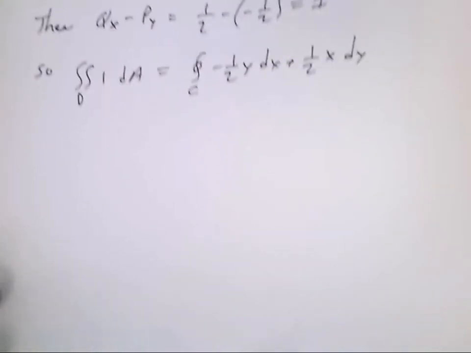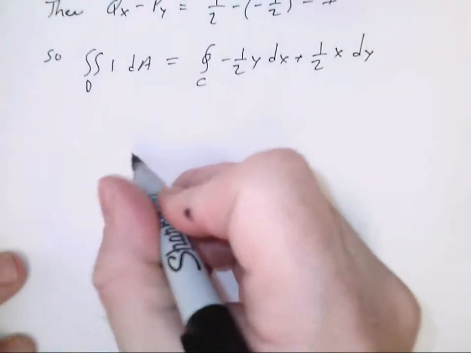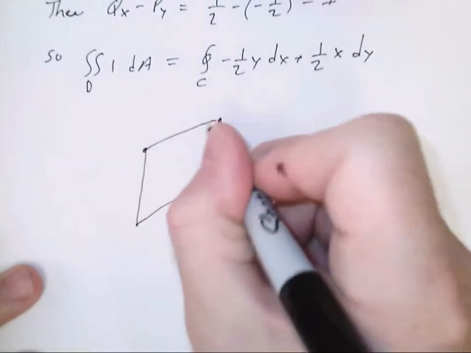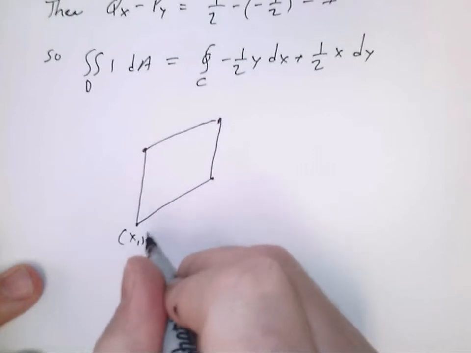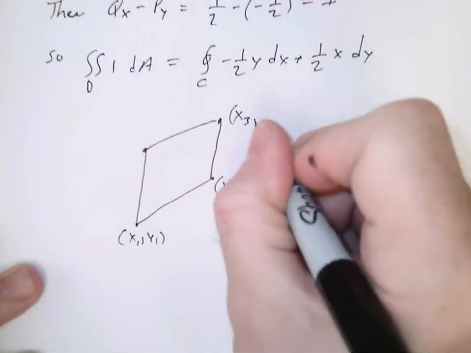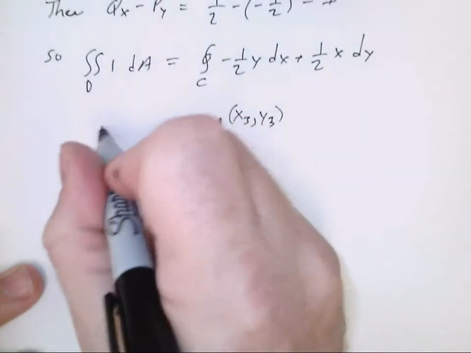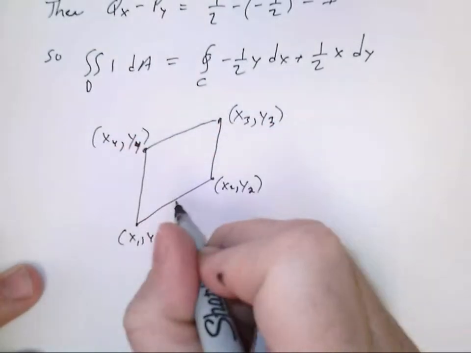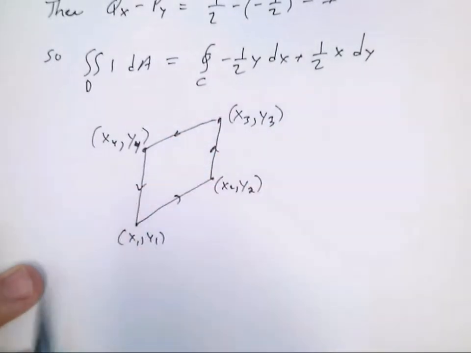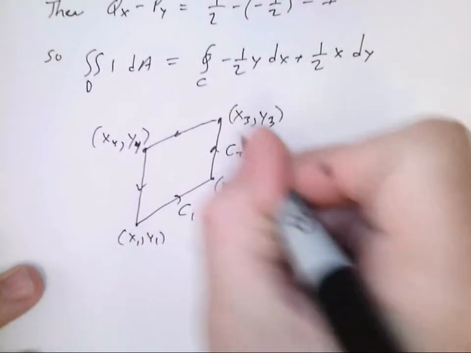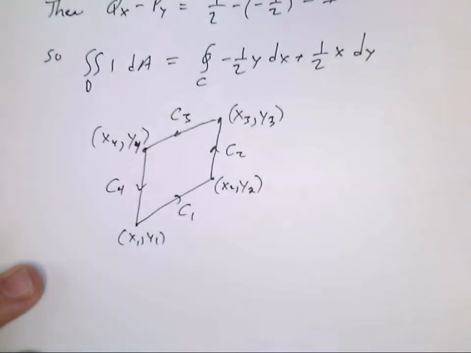Okay? And what we can do now is consider how this works if we have maybe some polygon. Here I have some x1, y1. Here's x2, y2. Here's x3, y3. Here's x4, y4. And I want to go counterclockwise, like so. If I can compute the line integral along these line segments, I'll call them C1, C2, C3, C4, then I can use that to find my area.